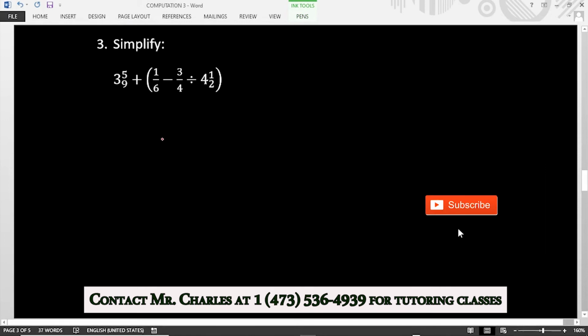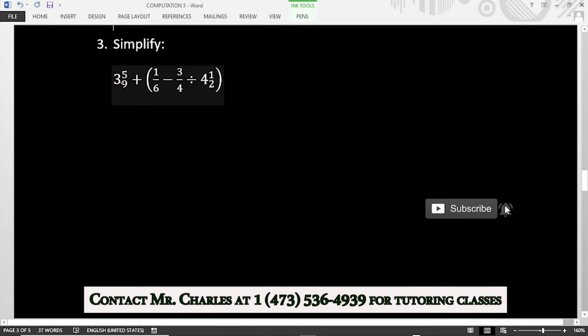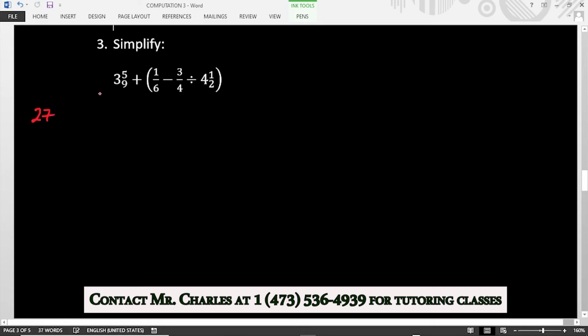Let us look at question number 3. We have 3 and 5/9 plus this bracket here with 1/6 minus 3/4, divided by 4.5. So the first thing we have to do is convert the mixed numbers to improper fractions. 9 multiplied by 3 is 27, so that's 27 plus the numerator, which is 5, over 9, the same denominator, plus, put back the bracket.